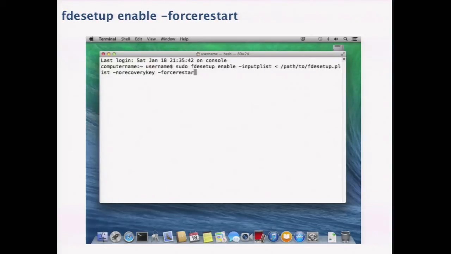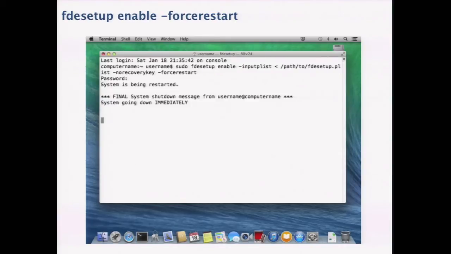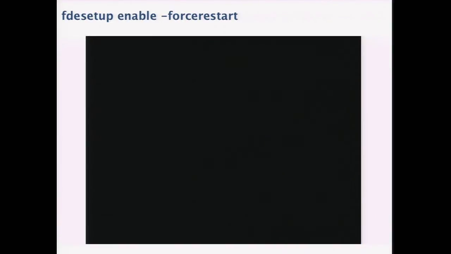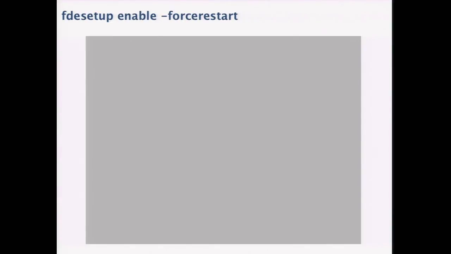One thing that's very important, be sure you're ready for this Mac to reboot, because after you put in the password for sudo, it does it. So it's doing all the bookkeeping, it's doing all the enabling, and then boom. And your recovery key is in the plist. Correct. Yeah, the recovery key information is in the plist.